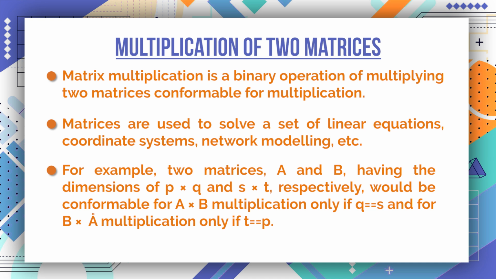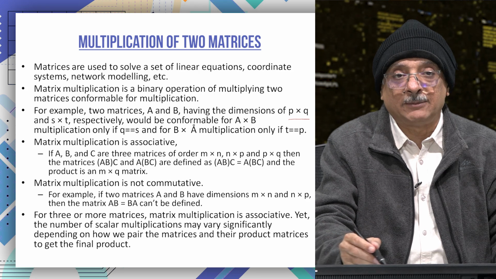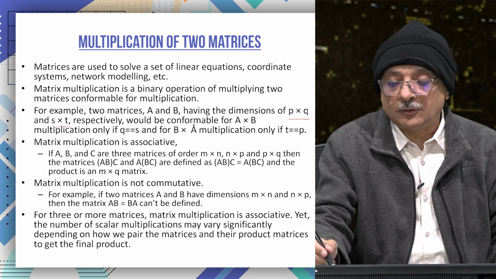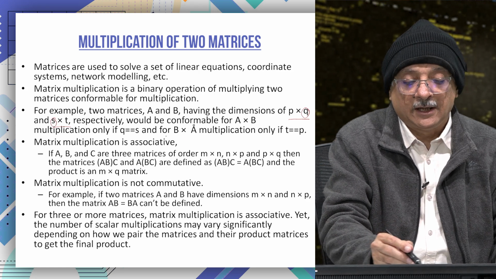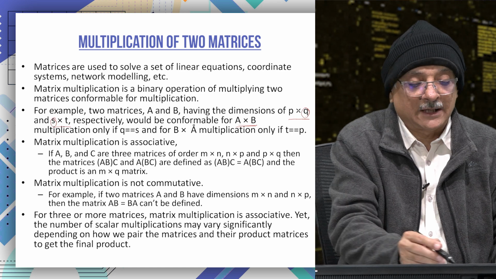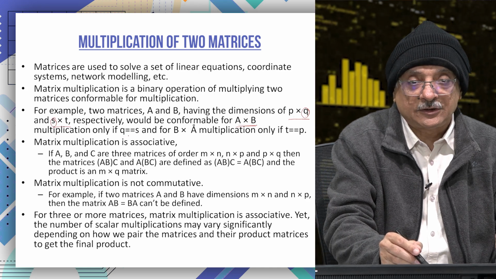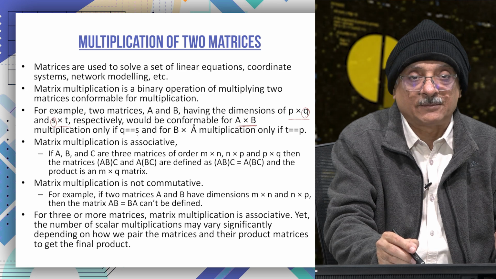Suppose we have two matrices A and B and their dimensions are P cross Q and S cross T respectively. Then conformable matrices can be multiplied. If I represent A multiplied by B, then this multiplication will be possible when P cross Q matrix is multiplied with S cross T. So, what should be similar is that Q should have the same value as S, alright.